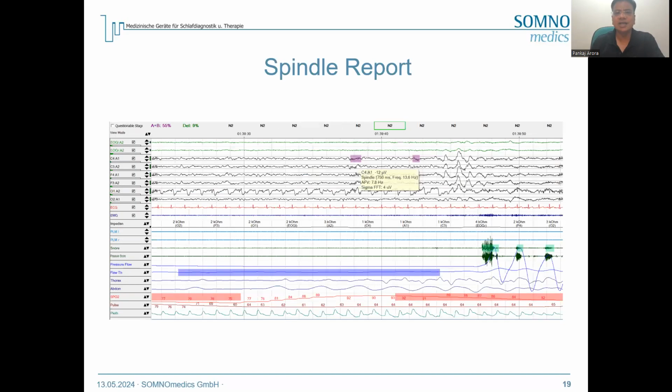Spindles are a criterion for marking stage N2. In stage N2, you will get a lot of spindles as well as K complexes, and that is how you mark stage N2. In this particular epoch, you can see this spindle has a frequency between 12 to 14 hertz. Here it's showing a frequency of 13.6 hertz. So it is obviously a spindle, and this is stage N2.